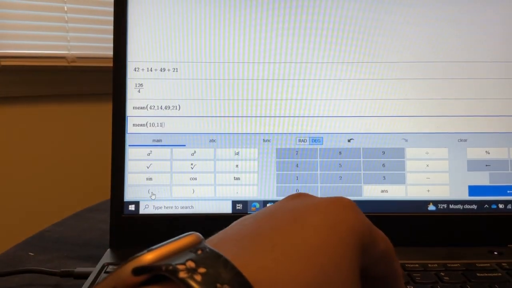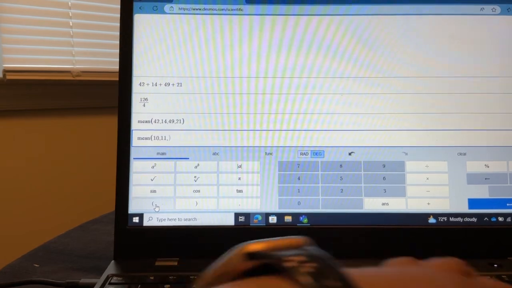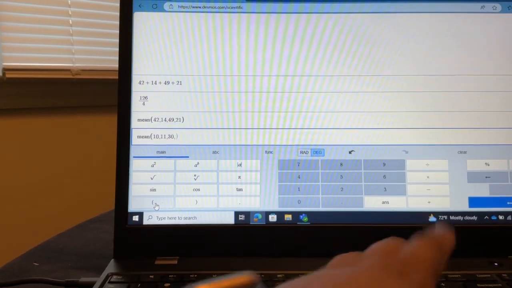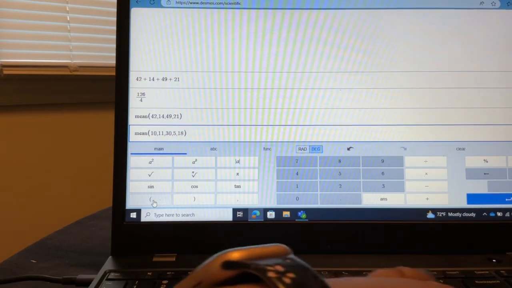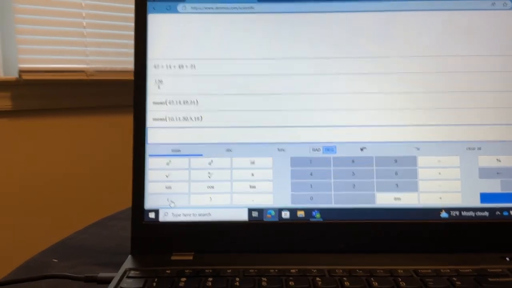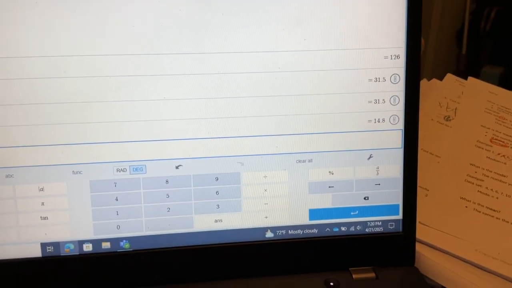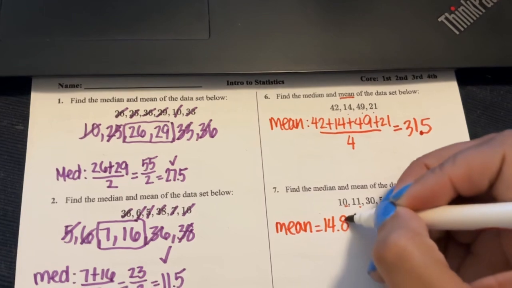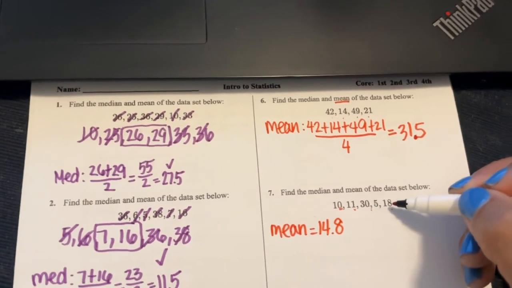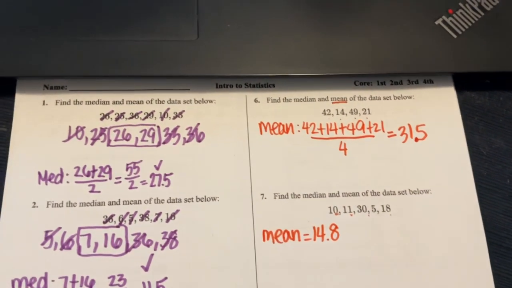Be careful with putting periods and commas. They are right next to each other. 30, comma, 5, comma, 18. And when you are done, you get the mean to be 14.8. So I would have still gotten 14.8 if I added all 5 of these numbers and then divided that number by 5.